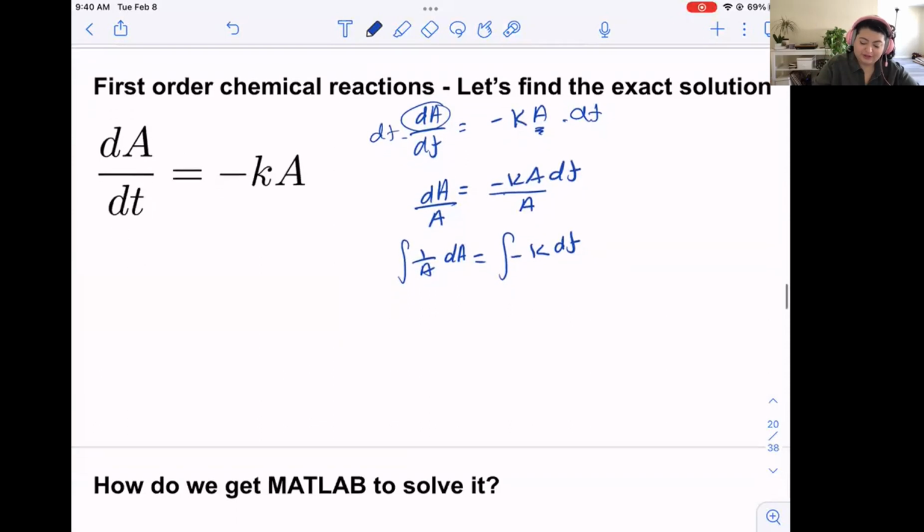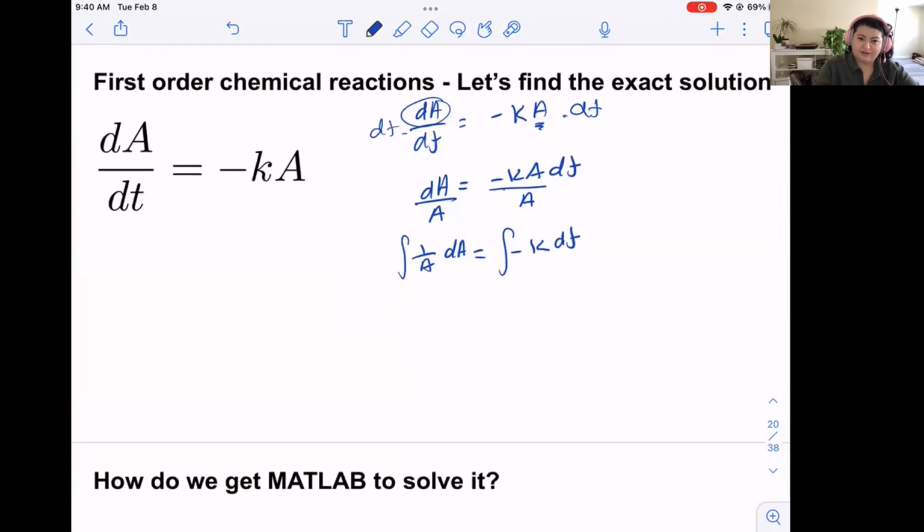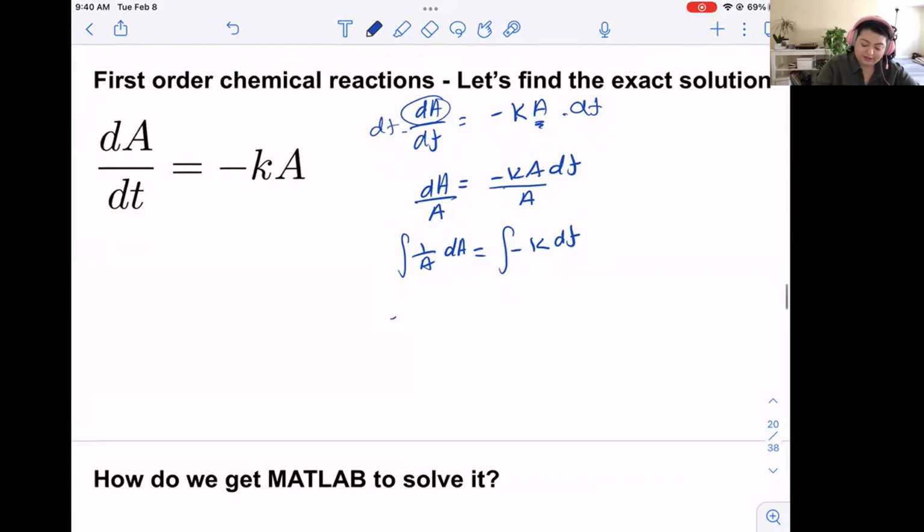And I totally understand if these are not familiar to you, but you can essentially look up their solutions, but I'm just going to give it to you for now. On the left-hand side, the integral of 1 over a is the natural log of a. And on the right-hand side, the integral of negative k with respect to t is negative kt plus some constant c.